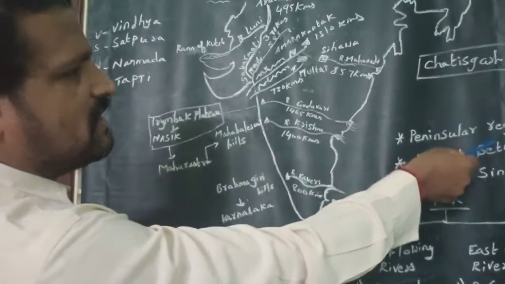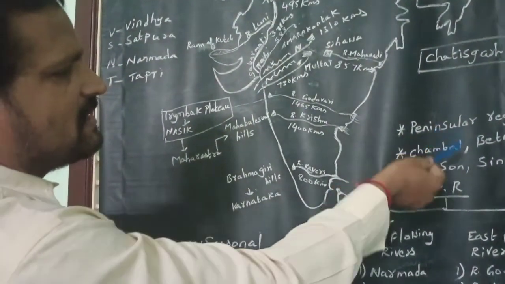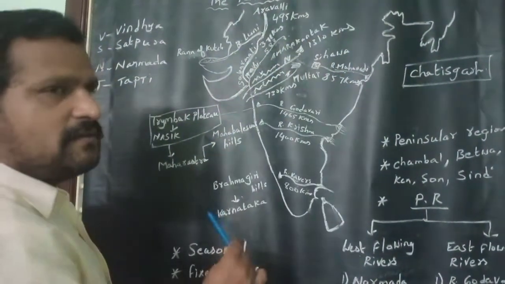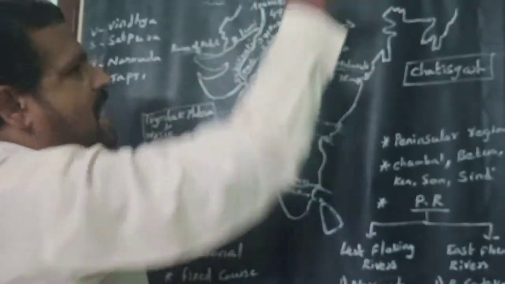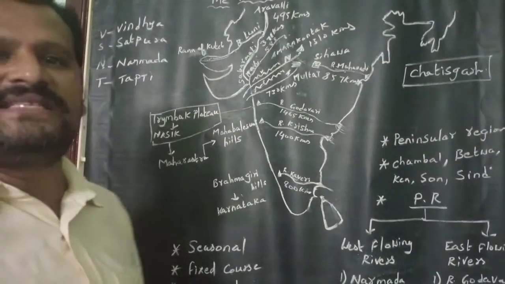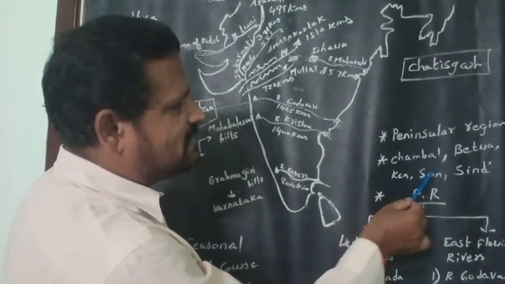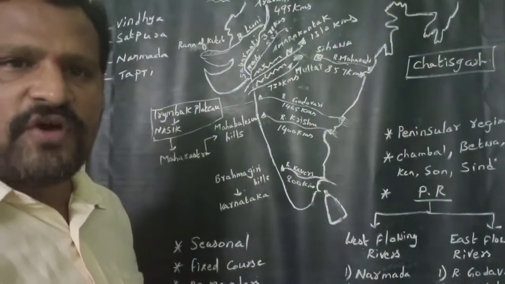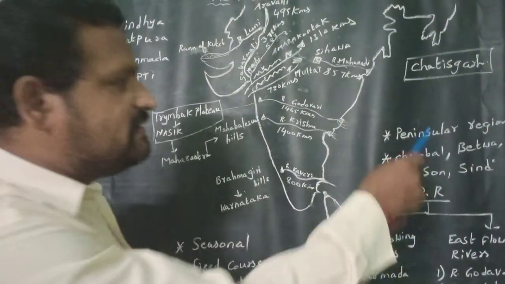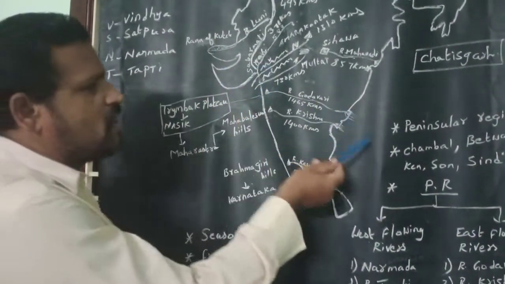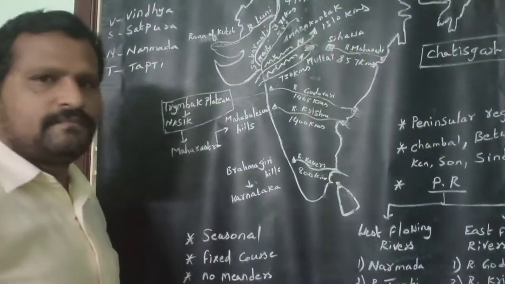Chambal, Betwa, Ken, San and Sindh originate in the Peninsular region, flow towards the north and join the large river called Ganga. So these are the north flowing tributaries of river Ganga. These peninsular rivers neither discharge in the Arabian Sea nor in the Bay of Bengal.